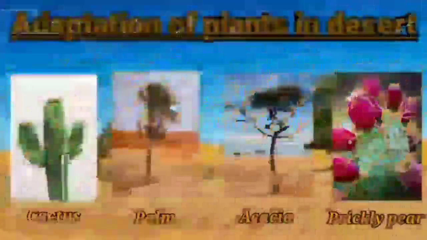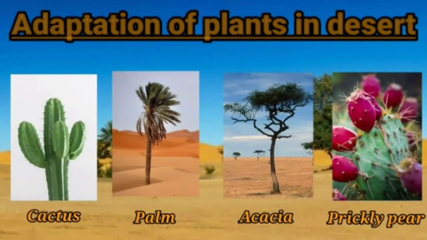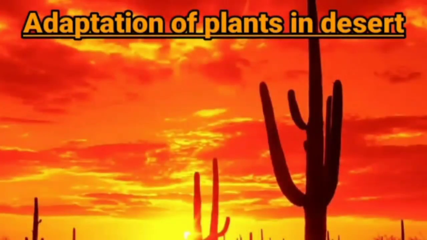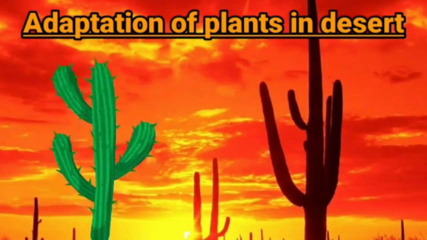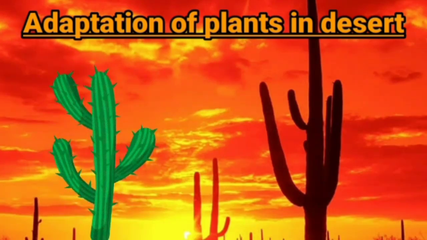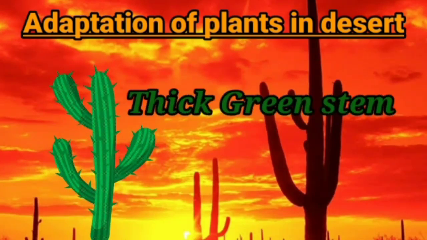Students, what are the plants growing in desert? Yes, cactus, palm, acacia and prickly pear are the plants growing in deserts. These plants adapted themselves to their dry conditions. Now, let's discuss this adaptation by considering the example of cactus plant. Cactus plants have a thick green stem. That is, the stem of cactus is thick, green and leaf-like.